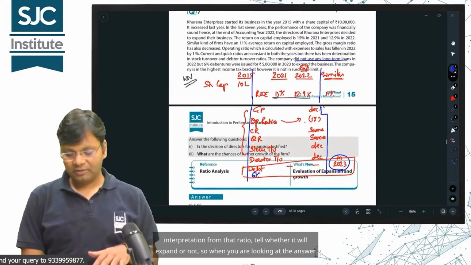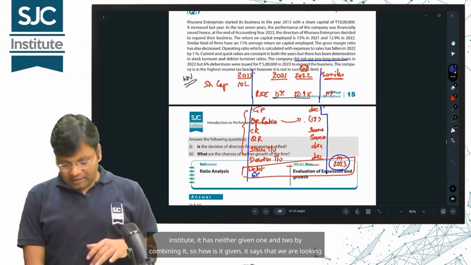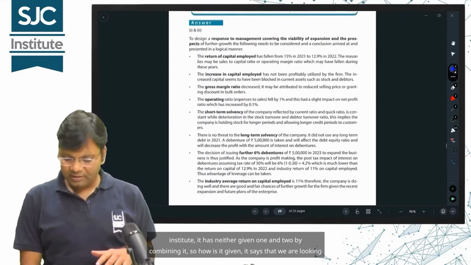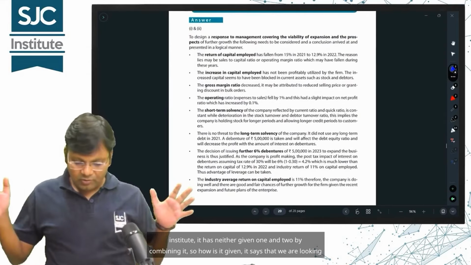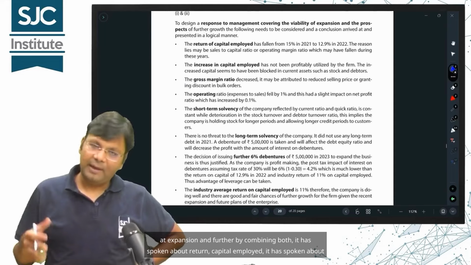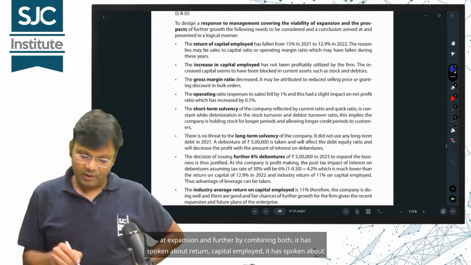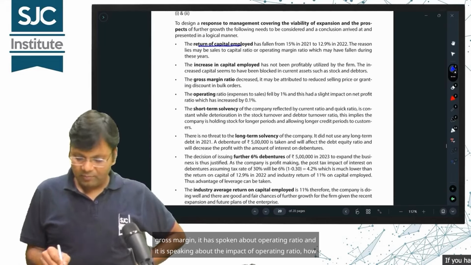So when you are looking at the Answer Institute, it has neither given one and two by combining it. So how is it given? It says that we are looking at expansion and further by combining both. It has spoken about return, capital employed, it has spoken about gross margin, it has spoken about operating ratio, and it is speaking about the impact of operating ratio. How 0.1% came? We do not know how this impact came. It is not known from the Answer Institute.